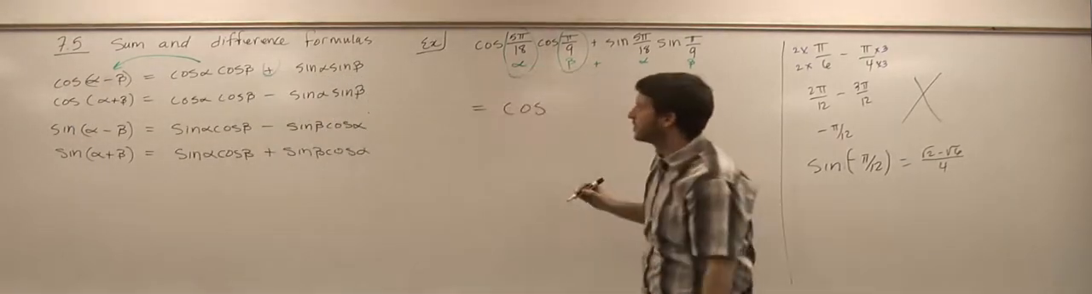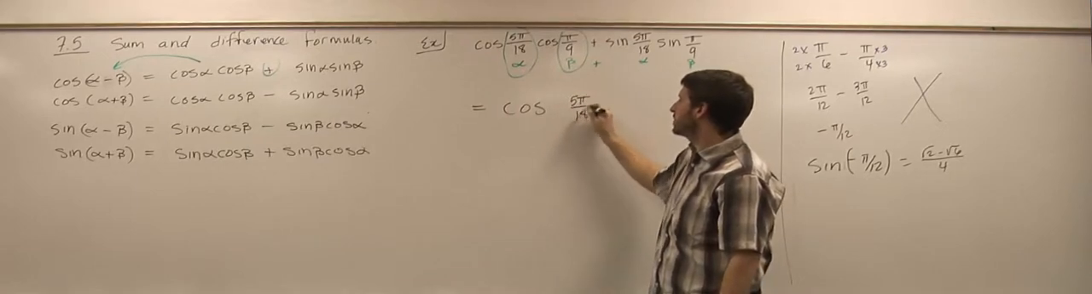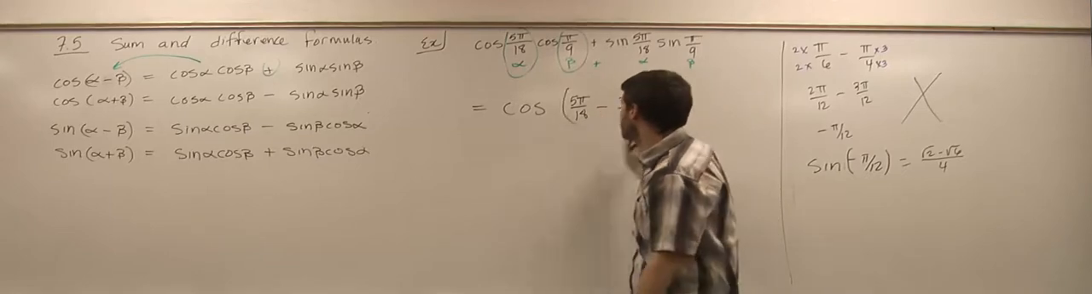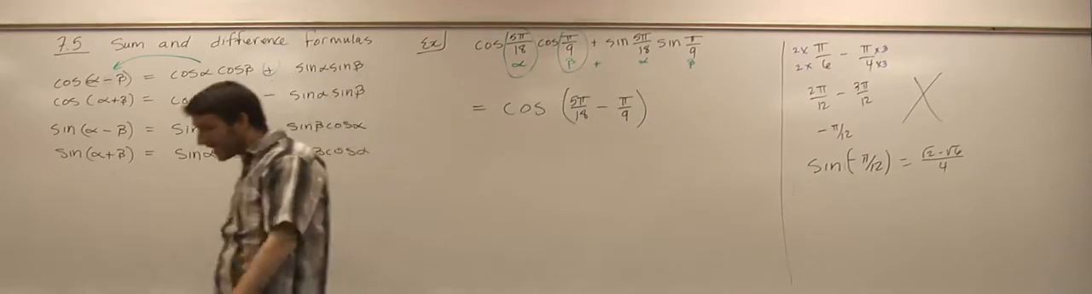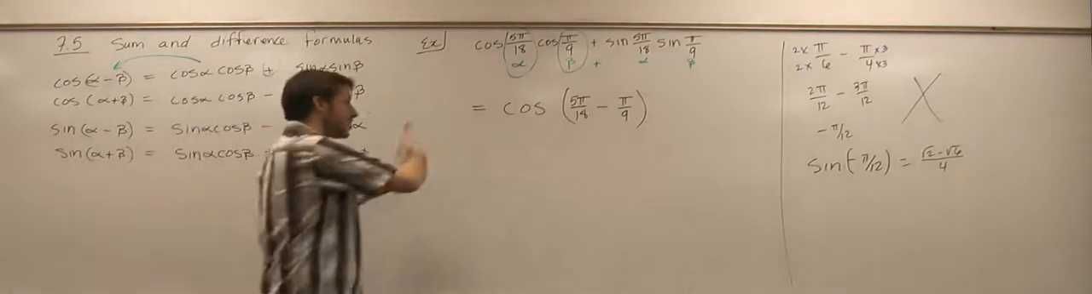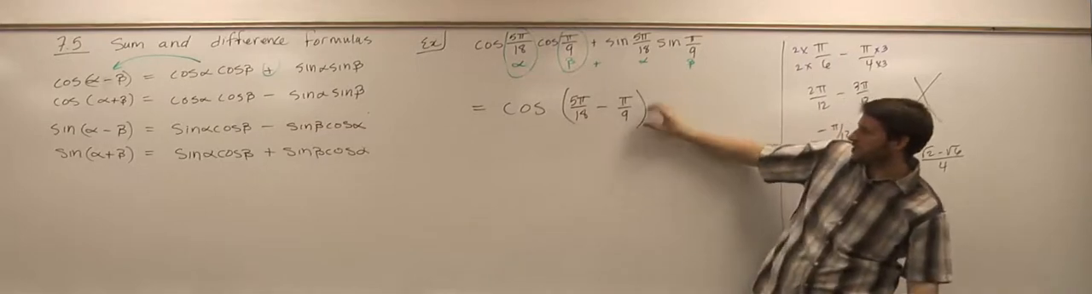Cosine of 5 pi over 18 minus... Is that it? No. I want the exact value of that. I mean, that's good. That might help me. But now I have to somehow figure out what this equals.